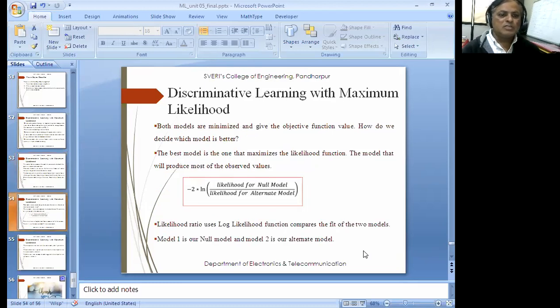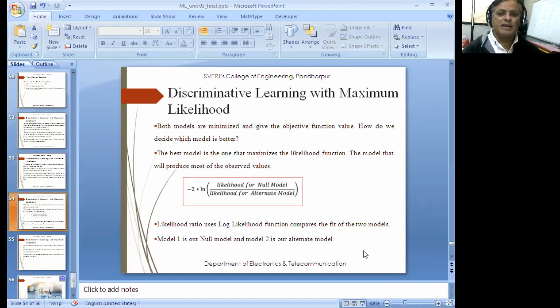So now both models are minimized and give the objective function value. How do we decide which model is better? So दोनों models में कौन सा better है, कौन सा predict ज़्यादा करेगा, तो ये कैसे तय करेंगे हम? So the best model is the one that maximizes the likelihood function, जैसे मैंने बताया, the model that will produce most of the observed values.